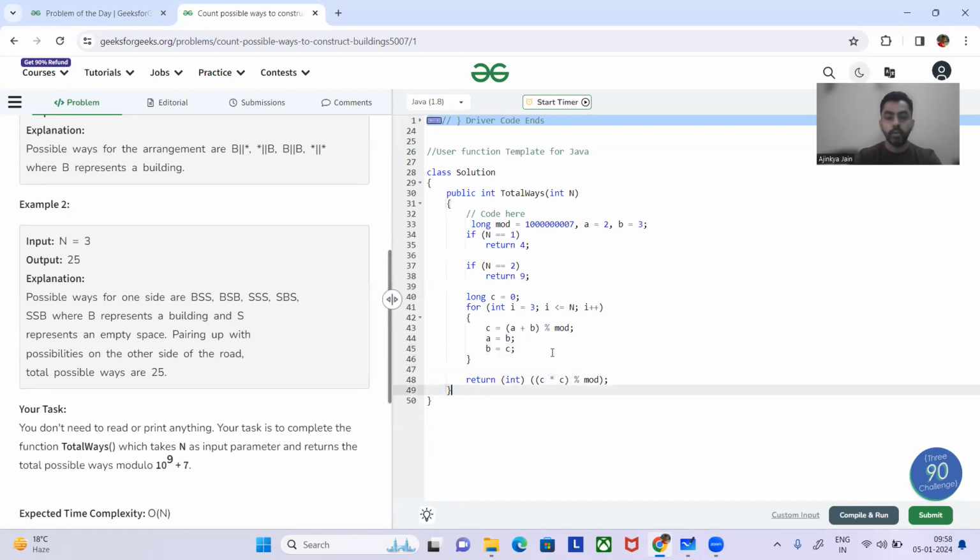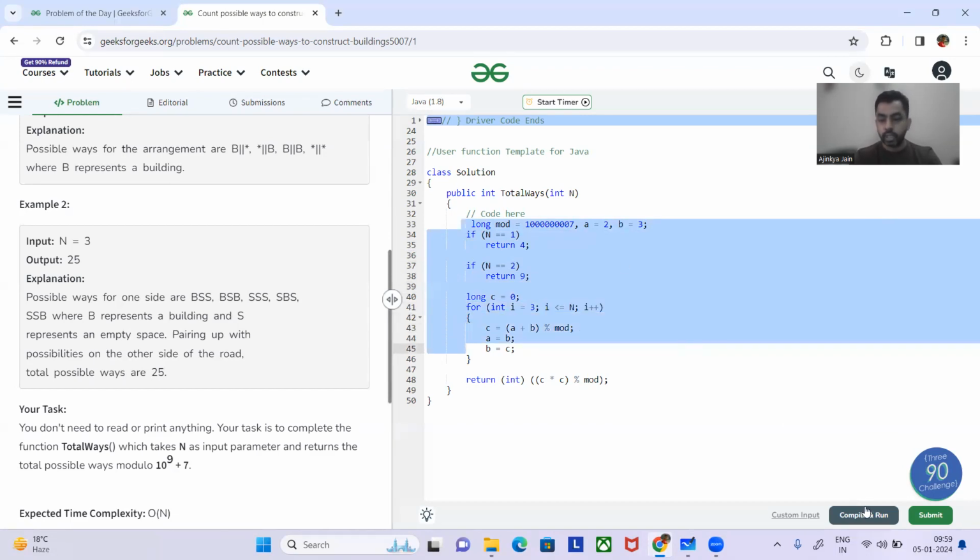Finally, we are returning the count for both sides of the road. C contains the total number of ways on one side, so we return C into C, modulo 10 raised to the power 7, because the answer can be very big. So this is the solution. The Java and C++ code is exactly the same. I hope you have understood the solution.